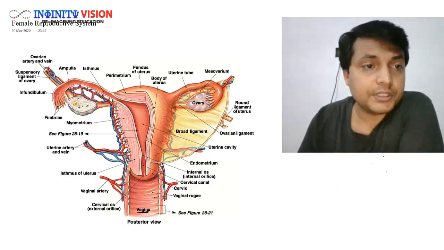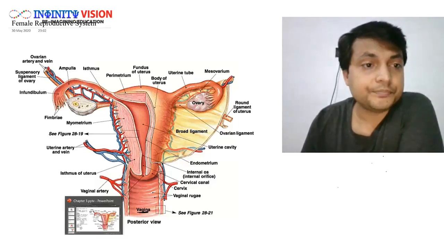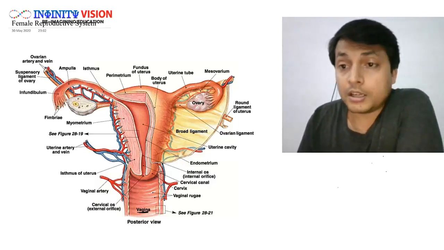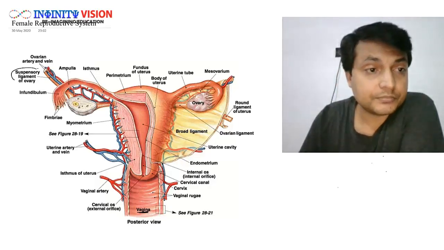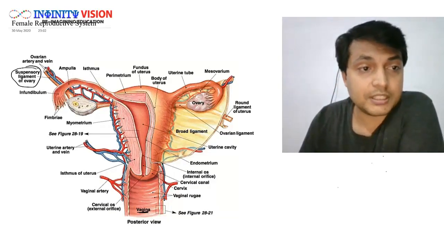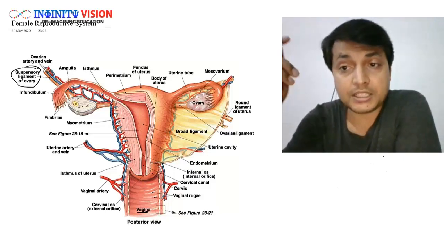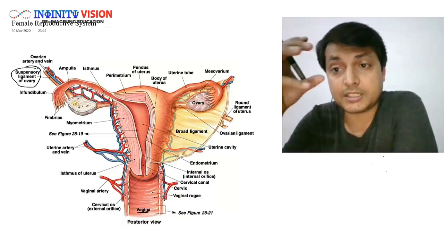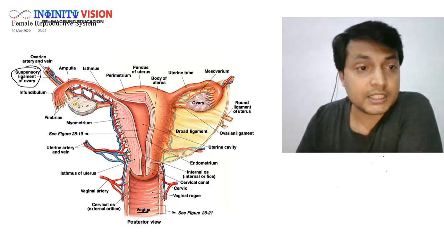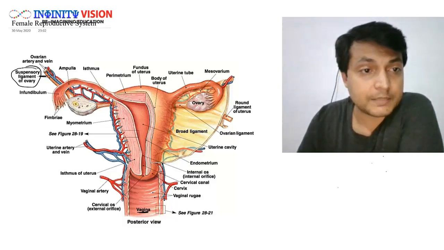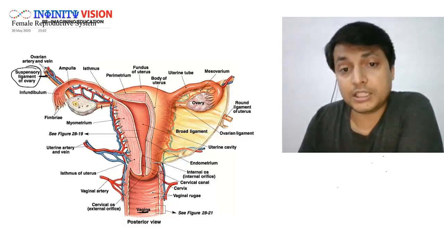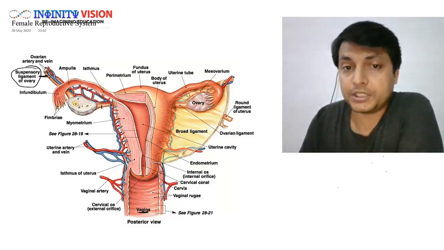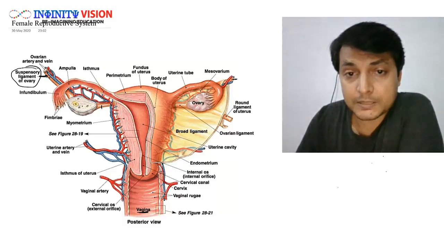After the ovary, what we find is the suspensory ligament. Can you see here? Suspensory ligament of ovary. Now this is the ligament with which this ovary is suspended from the top. So this part is the suspensory ligament and this part is the round ligament. Okay, these two are different. If we see here, this is the suspensory ligament and this is the round ligament.